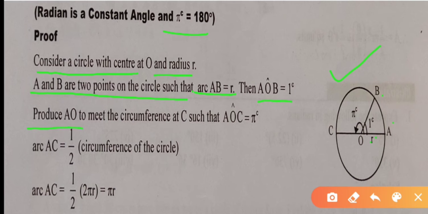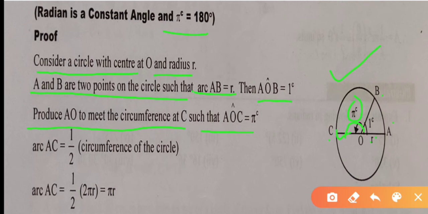Produce AO to meet the circumference at C such that angle AOC is nothing but your pi radian. Angle AOC is nothing but your pi radian, this one. It is pi radian, right?